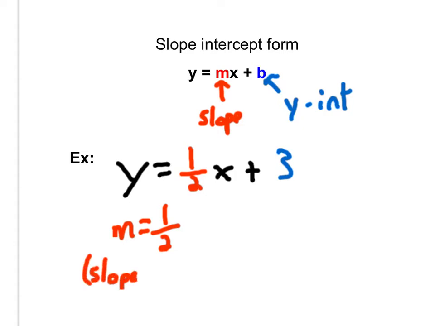We learned that variable for m. And then my b, well, I've got to think to myself, what am I adding? Okay, because y is always equal to mx plus b. Well, I'm adding a positive 3. So my y-intercept is positive 3.